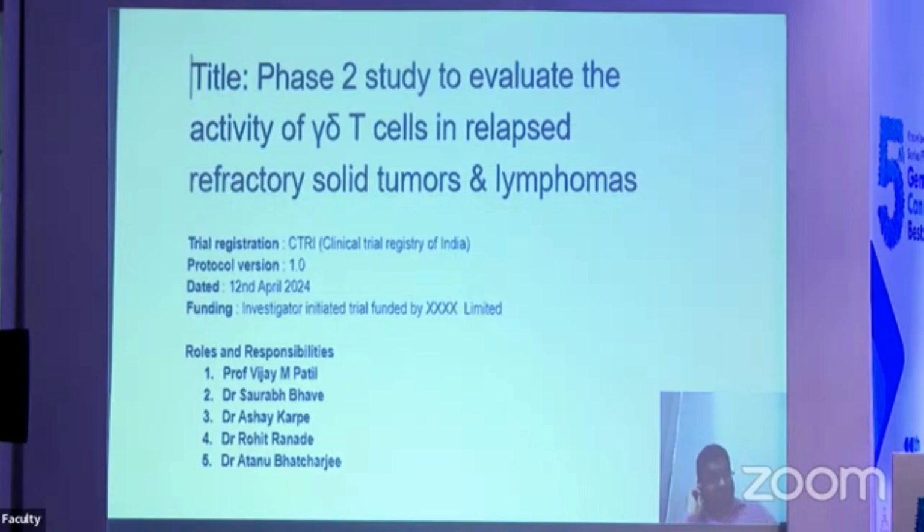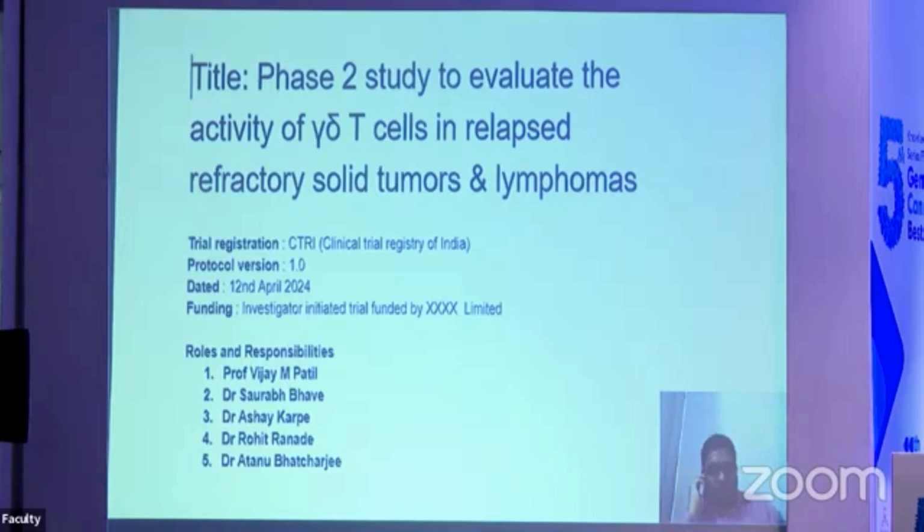Now, what are we doing in India? In India, we have just gotten, expedited, you could say, the first level approvals for doing a phase 2 study of gamma delta T cells and CAR T cells in refractory solid tumors and lymphomas. And this study would start recruiting by July.